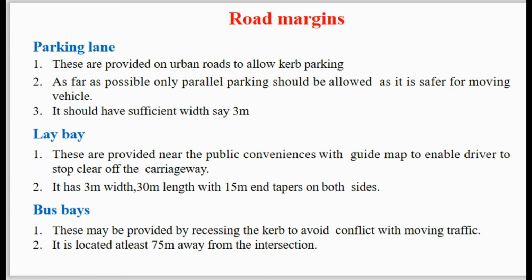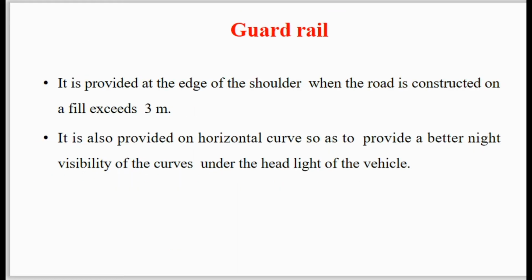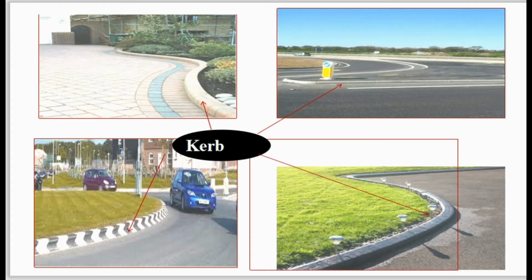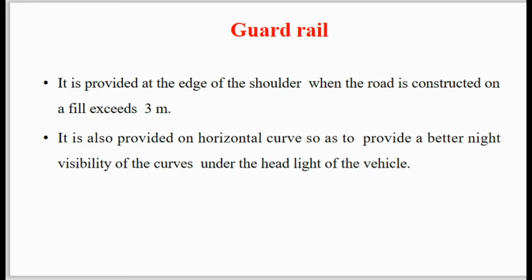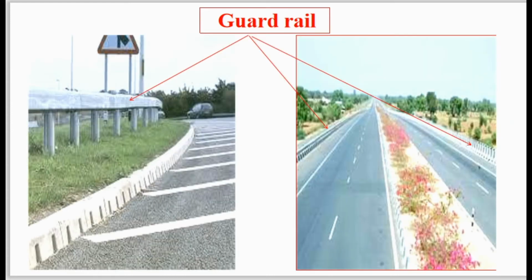Next is the road margins. Guardrails. Now, guardrails basically are provided at the edge of the shoulder when the road is constructed on a fill which exceeds 3 meters. And they are also provided on a horizontal curve so as to provide better night visibility to the curves under the headlight of the vehicles.